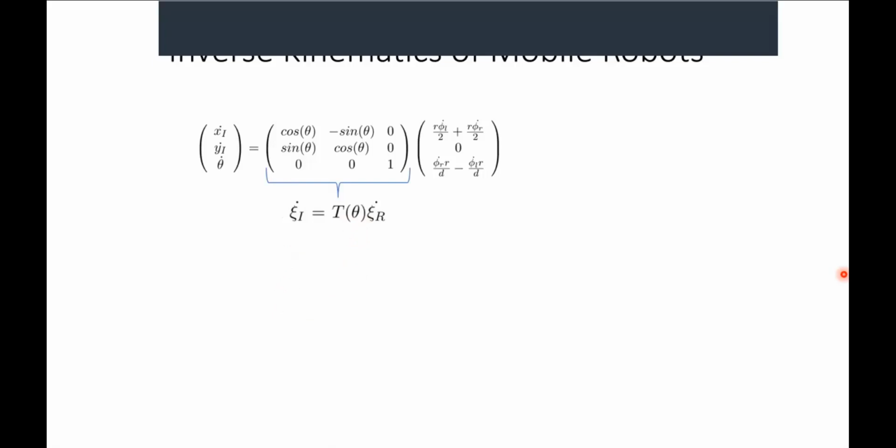So if I wanted to reverse this, if I wanted to figure out what the change in my robot's frame should be, given some change in my inertial frame, I need to move this transform to the other side. How do I do that? How do I move this transform to the other side, given that it's a matrix here?